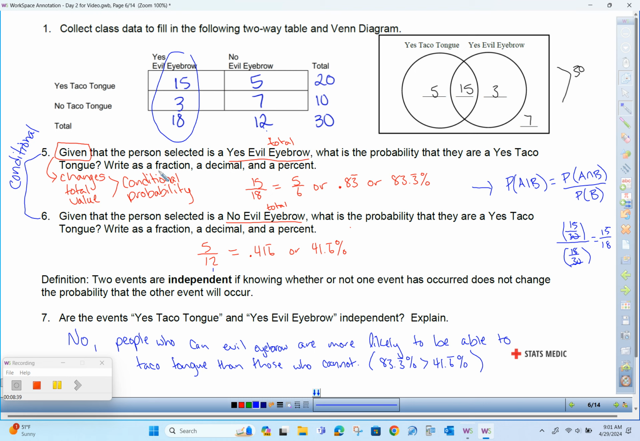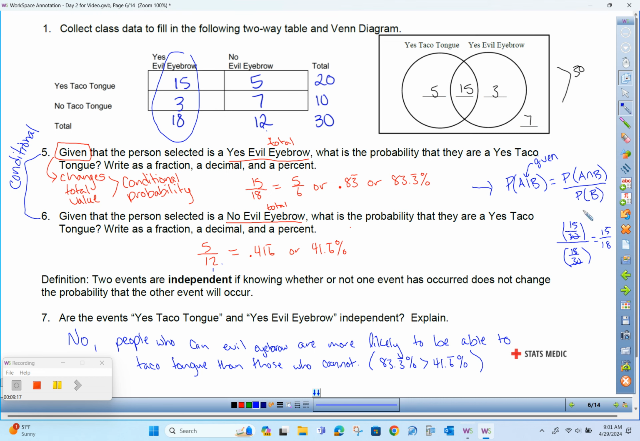It did ask us for a fraction, a decimal, and a percent, so make sure you have all three of those. And I want to point out what this looks like in terms of what you'll see on your formula card. Okay? So this bar means given for us. So if you see that symbol, and you're going to see it on the next problem on the next page here, number 8, okay, but that says A given B. So here's how the formula looks. You can take the probability of the intersection, so A and B happening, over the probability of B.